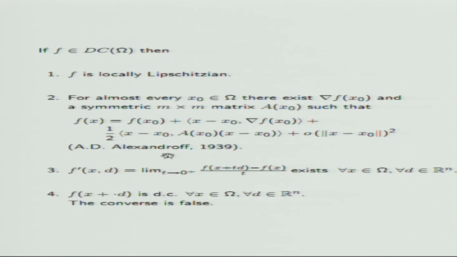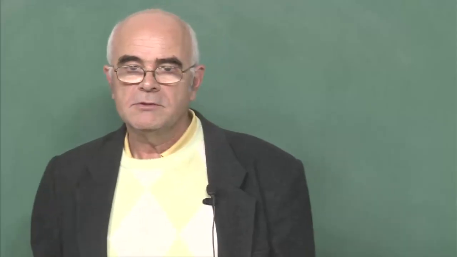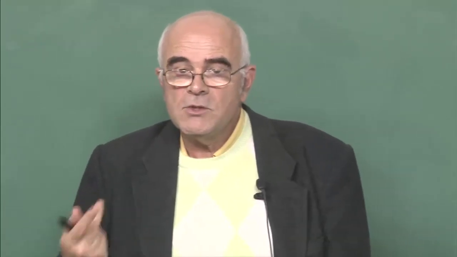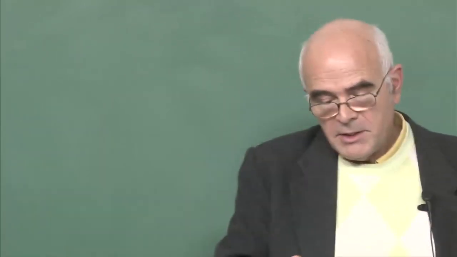But even more, the function need not be differentiable around the point x naught. Or it may be, but not be twice differentiable. In these two cases there is no Hessian matrix, but there is one matrix. Of course, if it is twice differentiable, then it is the Hessian. So it is a very powerful result, right?